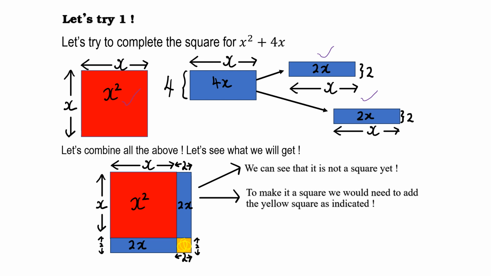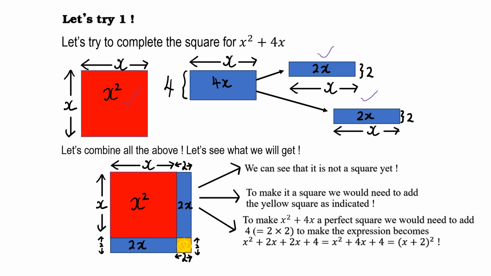If you add up the areas of all these figures, the red square, the two blue rectangles and the yellow square, you'll see that you get x squared plus 2x plus 2x plus 4. You can simplify it into x squared plus 4x plus 4. This reminds you of a squared plus 2ab plus b squared, the algebraic identity which collapses into (a plus b) squared. What we have here is (x plus 2) squared, and this is a perfect square.